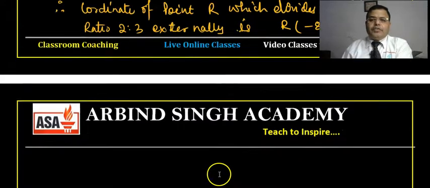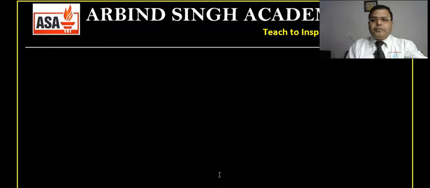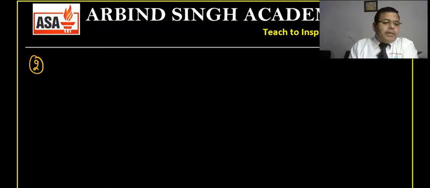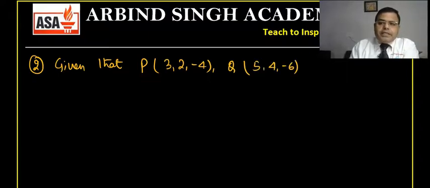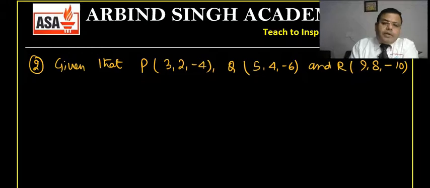Okay. Now the next question that I would like to take on is question number 2. Given that P(3, 2, -4), Q(5, 4, -6), and R(9, 8, -10) are collinear.